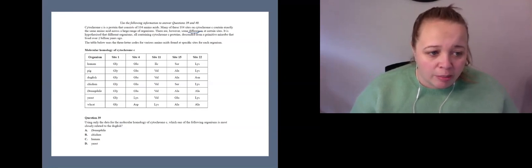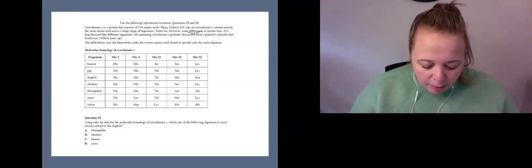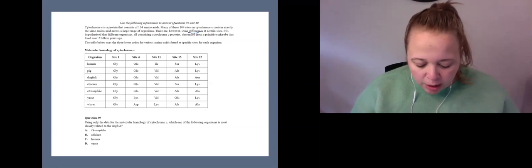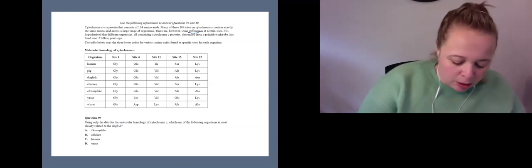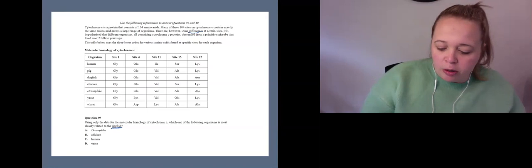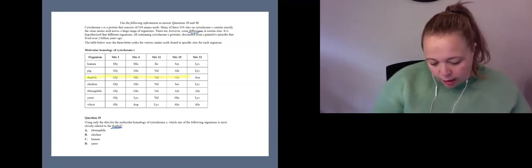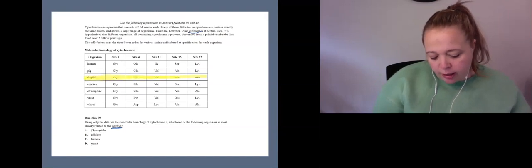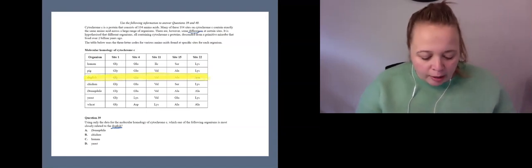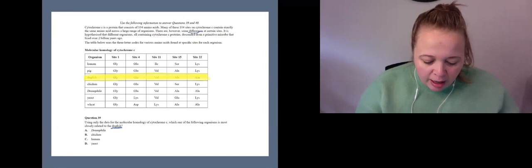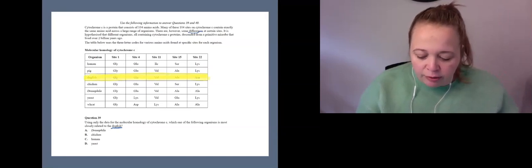So here are some different sites and how we're going to compare them. So the question asks you, using only the data for molecular homology of cytochrome C, which of the following organisms is most closely related to the dogfish? So straight away, I'm going to get my dogfish and I'm going to highlight that down here. Okay, so that's the one we're interested in comparing to. So they should tell you who you're going to compare to. Now let's have a look if there are any ones that have any differences.